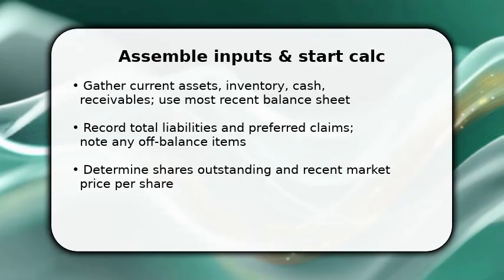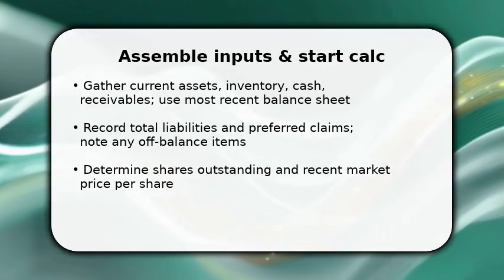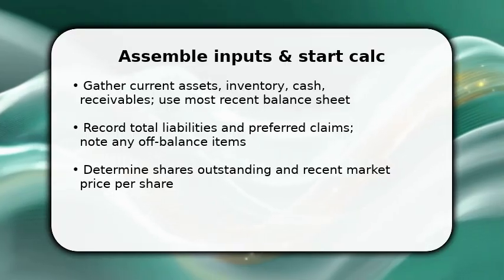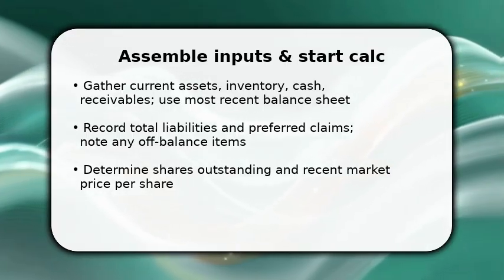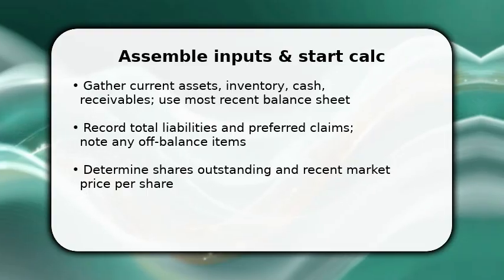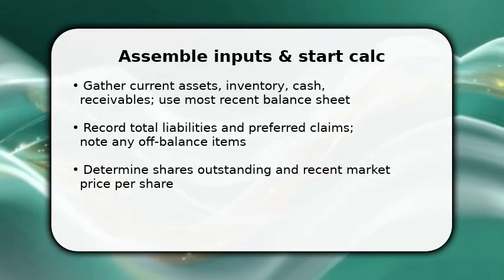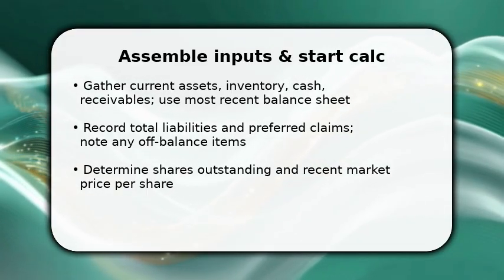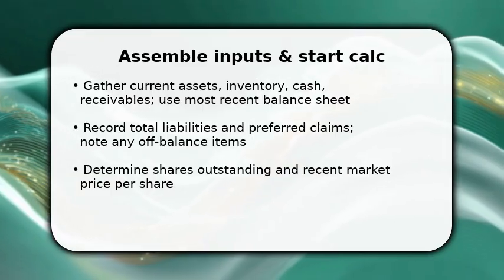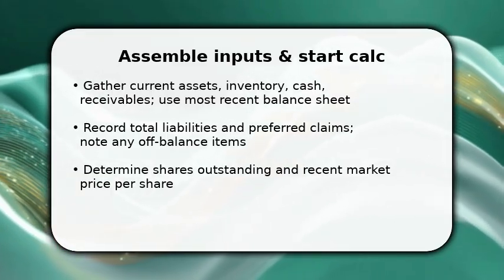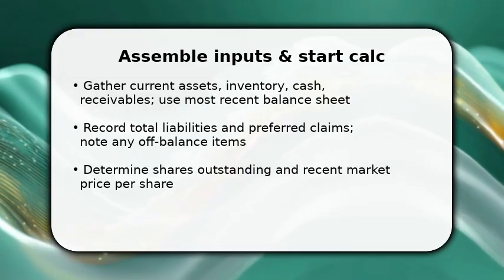Enjoy the video. You begin by assembling precise inputs: current assets, inventory, cash, receivables, and total liabilities. Once you have the balance sheet, subtract liabilities and preferred claims from current assets to focus on net working capital. Make sure to confirm shares outstanding and market price per share before proceeding.